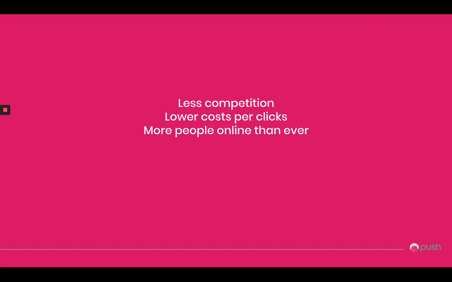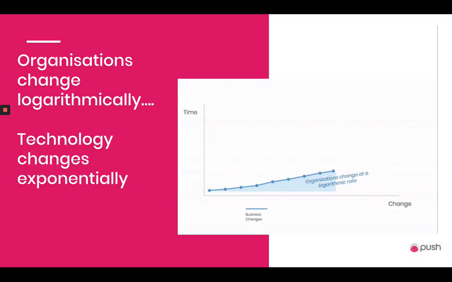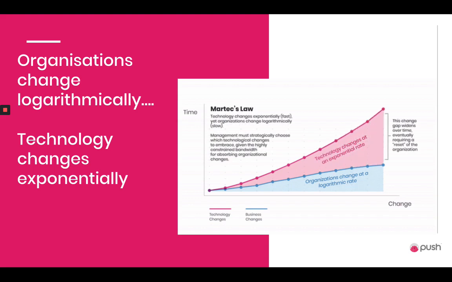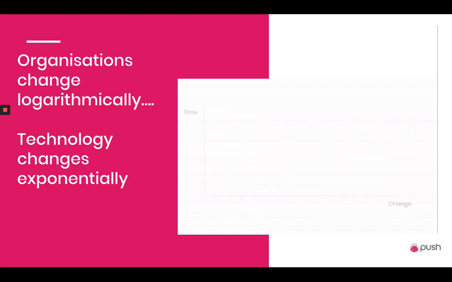And on these platforms, the bidding systems work on a pay-per-click basis, and it's a live auction. So with less competition comes lower cost per clicks at a time when you have more people online than ever. So if you were thinking about starting digital marketing, now is one of the best times that you could ever do that.